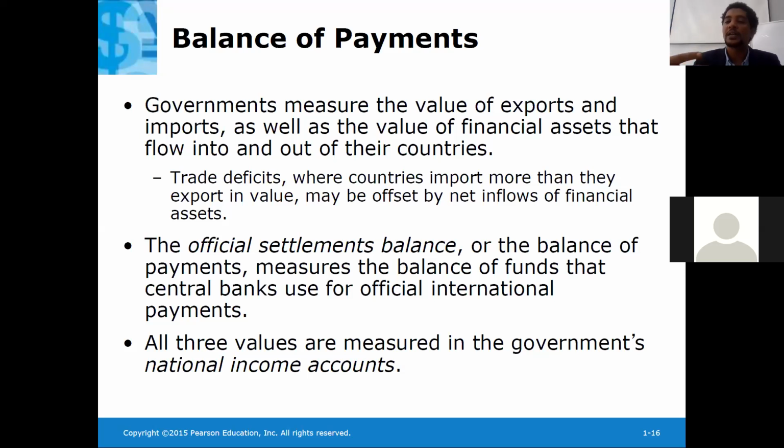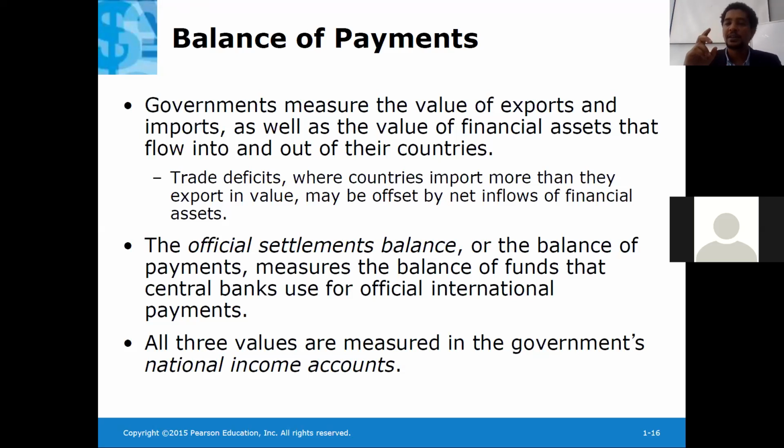So that's why the US and China have this trade conflict, because the US is saying China is intentionally devaluating its currency and creating this trade surplus. Okay, and the other point is the balance of payment. There is what we call a positive trade balance and negative trade balance.